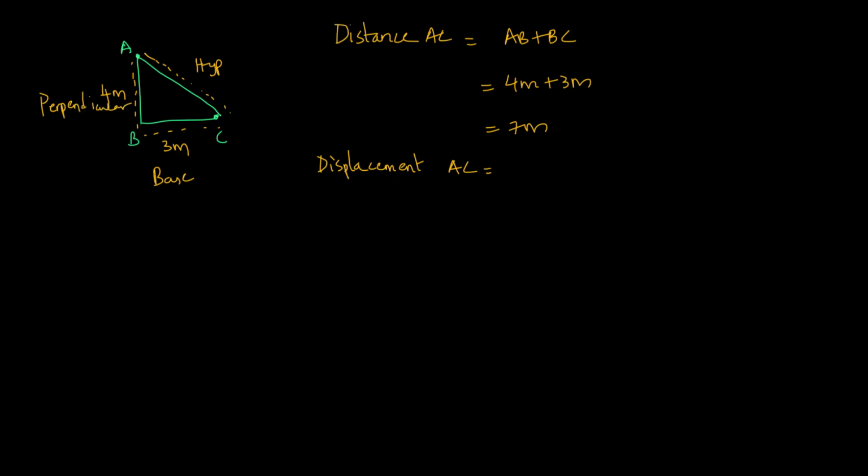Okay. We have to find it by applying Pythagoras theorem. Pythagoras theorem states that hypotenuse square is perpendicular square plus base square. Here hypotenuse is AC and perpendicular is AB, whereas base is BC.